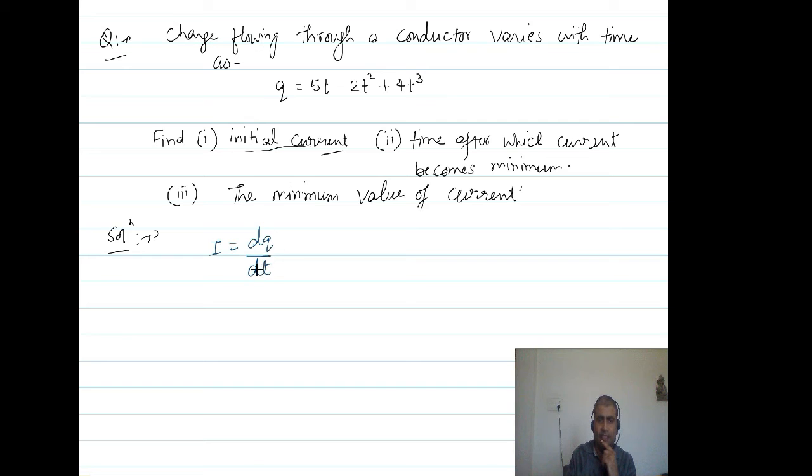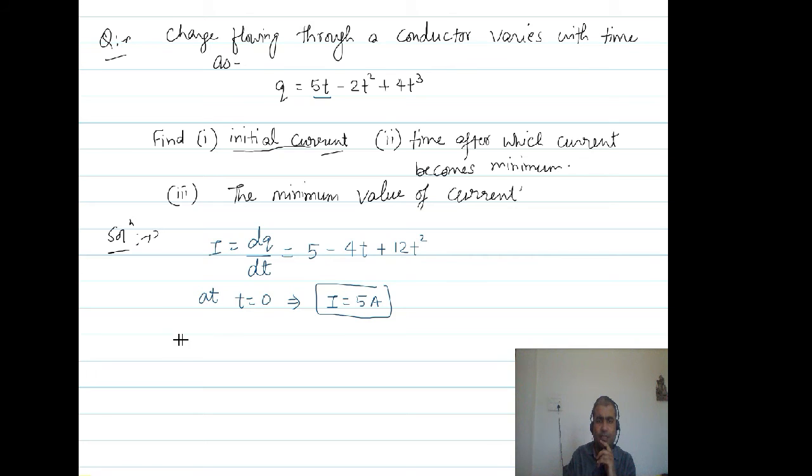So instantaneous current is always written as dq over dt, and when you differentiate the equation you get 5 minus 4t plus 12t square. You can do this whole calculation at your end. Obviously this is a very simple calculation. And at t equals 0, as we are supposed to find the initial current, after putting t equals 0 in this equation, current becomes 5 ampere. So this is the answer for the first part, that 5 ampere current must be flowing initially.